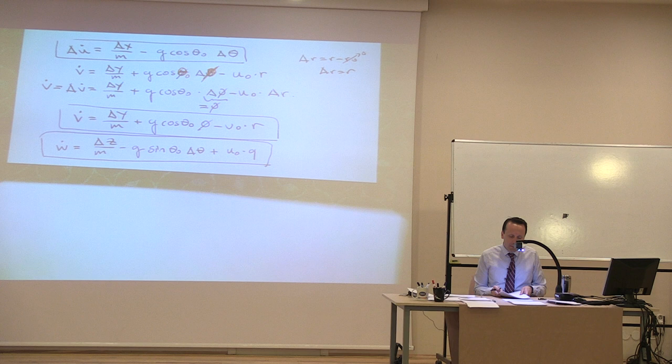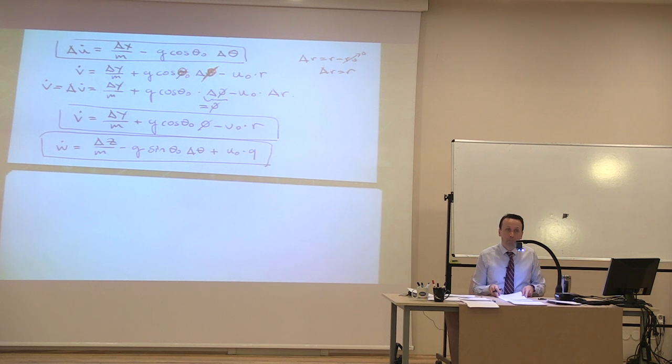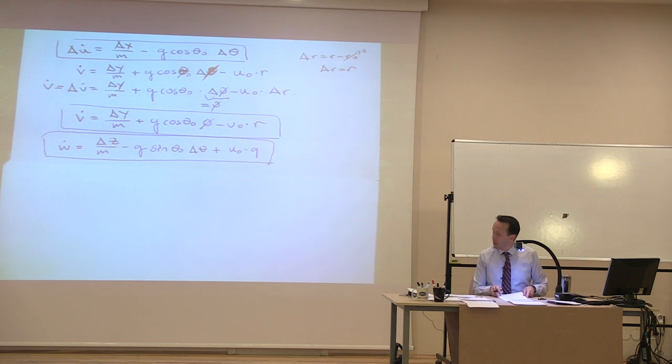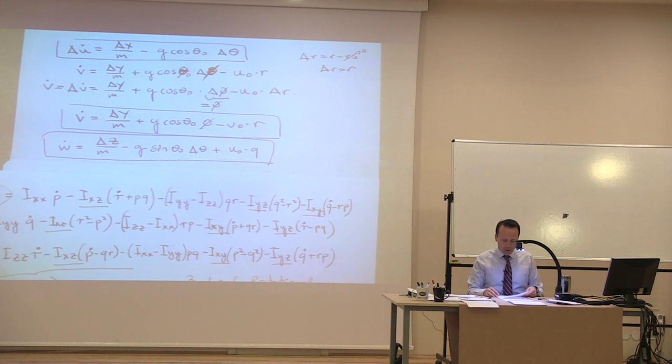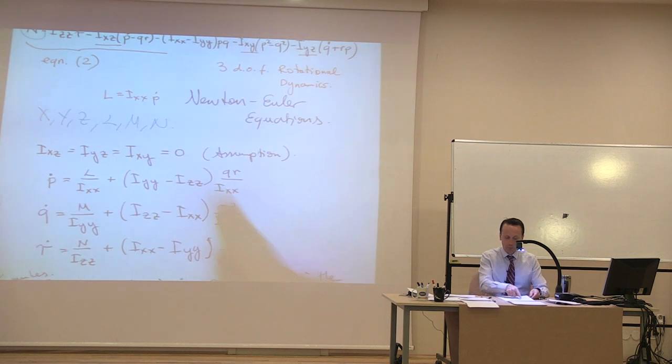Now we can do the same thing for the p dot, q dot, r dot equation. But remember, the p dot, q dot, r dot equation was not easy to obtain because it looked like that, remember? But if you assume an airplane that has a symmetry axis, which means Ixy and Iyz are equal to zero, then you can obtain a simpler equation that kind of looks like this, remember?